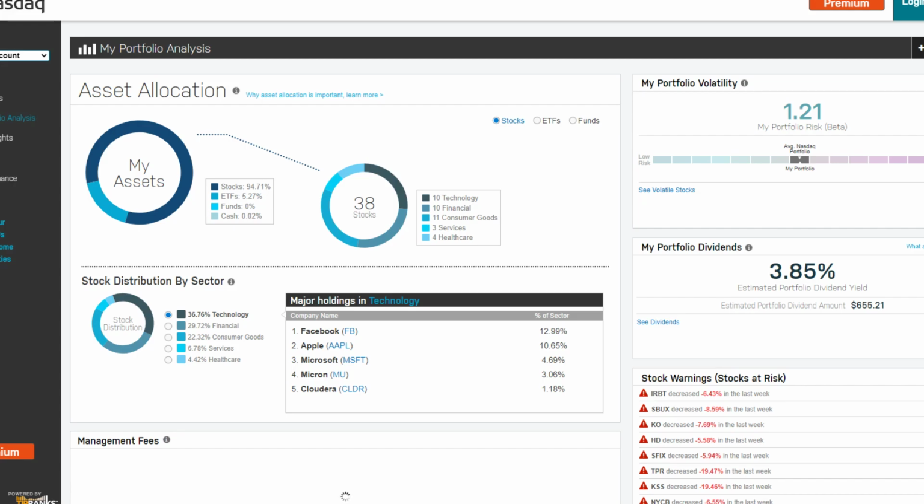So if you look at this, obviously it'll tell you what I have. I've got 38 stocks. It gives it down by breakdown: 94.71% in stock, 5.2% in ETFs, and a tiny bit of cash on hand, because I usually put most of it to work. By sector, you see tech, financial, consumer goods, services, healthcare. Tech obviously being the biggest portion of the portfolio. Big holdings being Facebook, Apple, Microsoft.